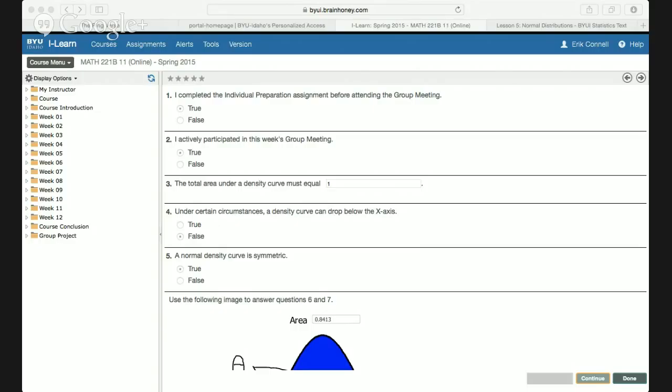Now we have to do some practice problems. Okay. I think that's what the assignment was. What's the quiz? Huh. All right. So now we're doing the quiz. Sure. Okay.